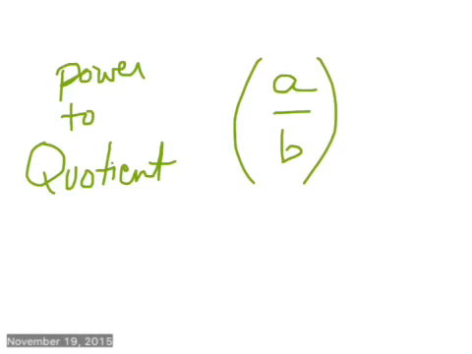rule or property is power to a quotient, and that has a over b raised to the m. Just like power to a product. Remember when I distributed it into each piece? What do you think I'm going to have to do here? Distribute it into each piece, right? So this goes down to a to the m over b to the m.